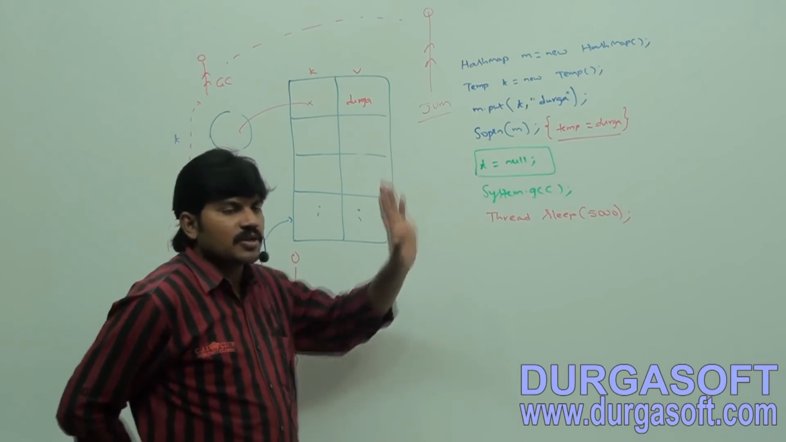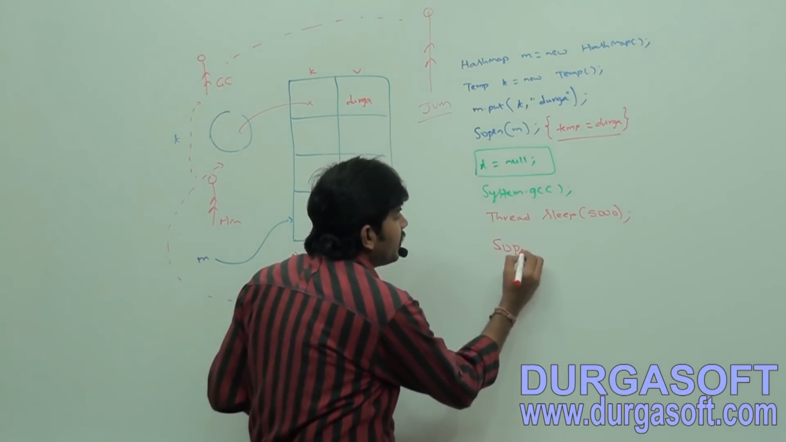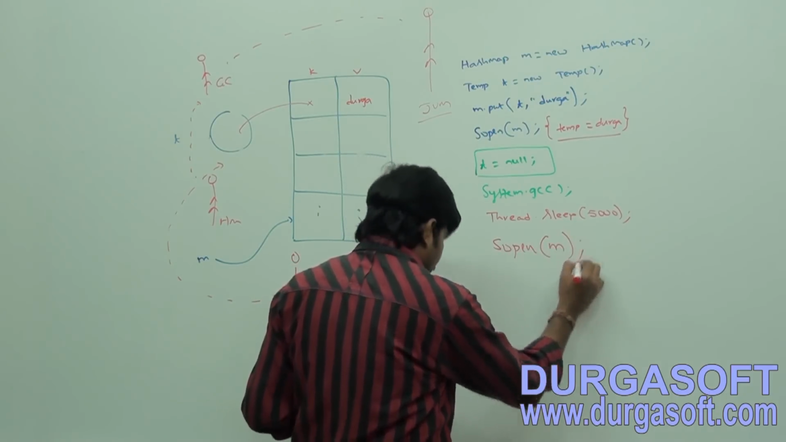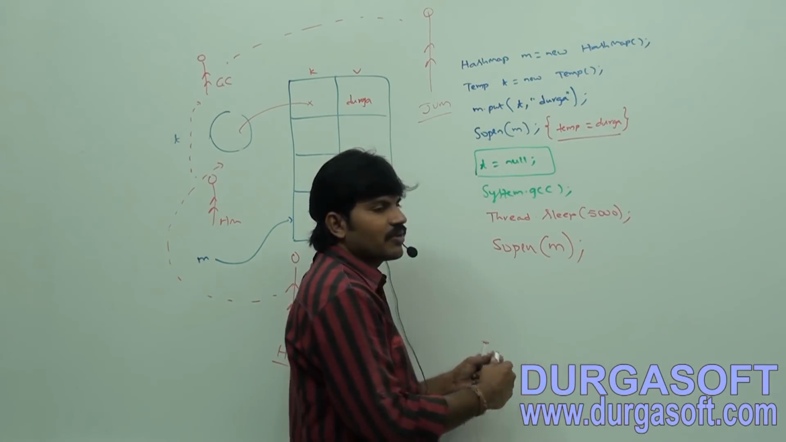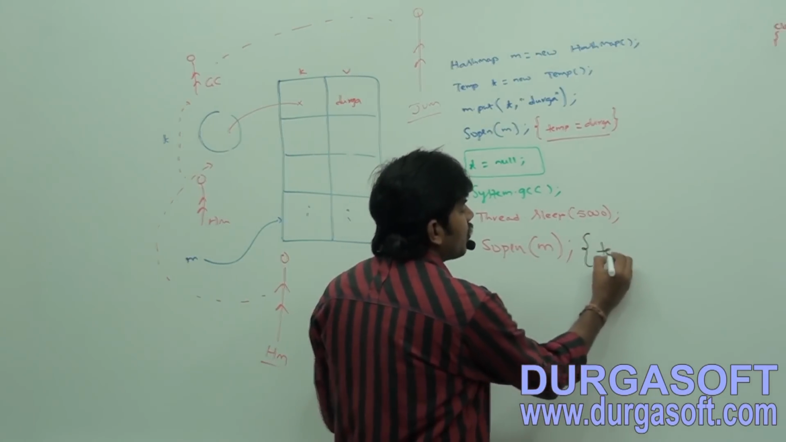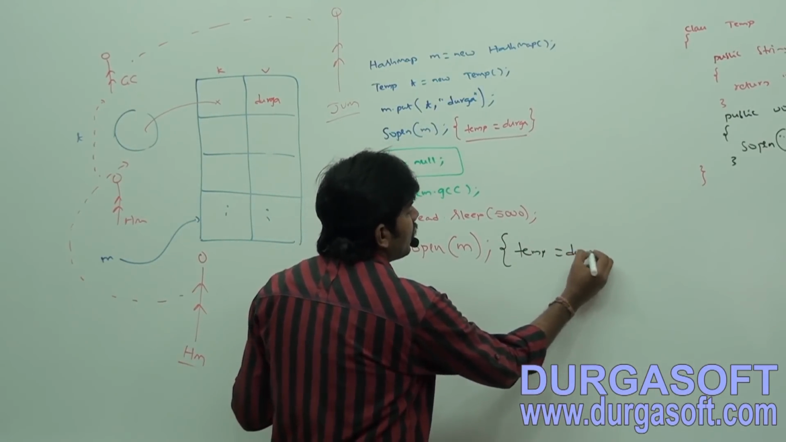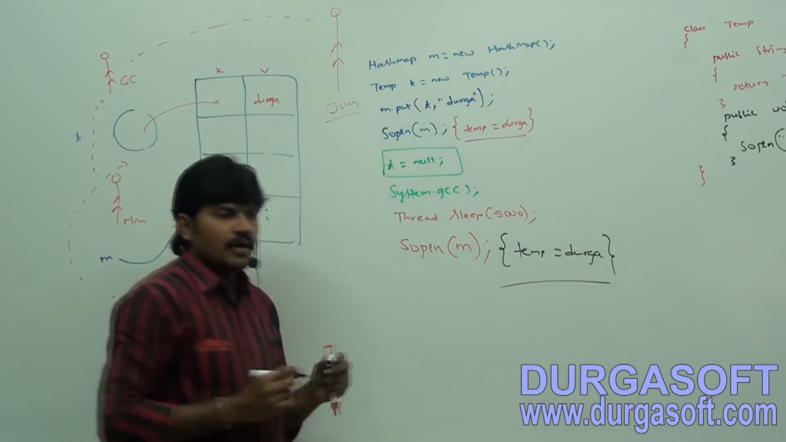Garbage collector can't destroy this object. If you want, you can print SOP of M once again, but the output by default you are going to get the second time also: temp is equal to Durga only. Are you able to get it?